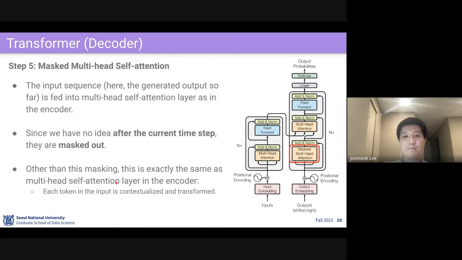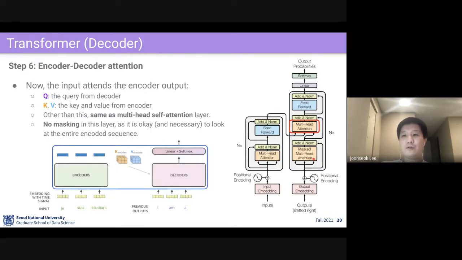And then it goes to another multi-head attention. Now this is not masked, but we see that these two arrows are coming from the encoder part. In self-attention, query, key, and value all came from the same words, right? But in this part, the query is coming from the decoder, but key and value are coming from the encoder part. Why? Let's see that.